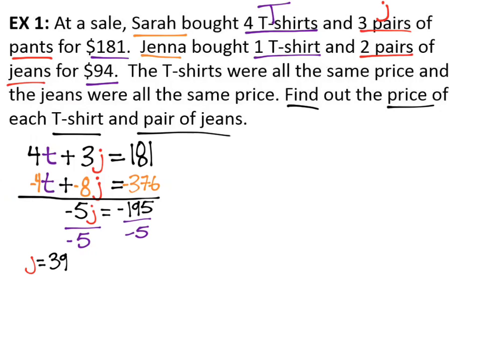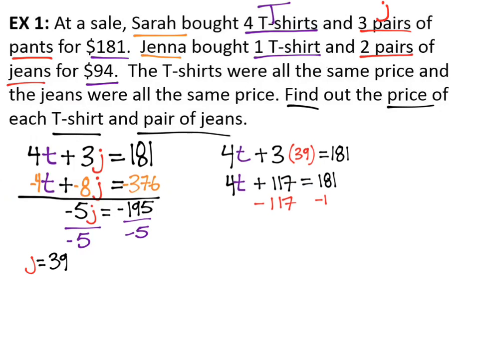Now that we found what J equals, we need to figure out how much t-shirts cost. With our original equation, we need to plug in the value for the cost of jeans. So now we have 4T plus 3J, and I need to change that 3 times J to 3 times 39. Now I just need to solve for T. I do 3 times 39 to get 117. I subtract the 117 and I get 4T equals 64. After that, I divide by 4 to give me that the t-shirt cost is $16.